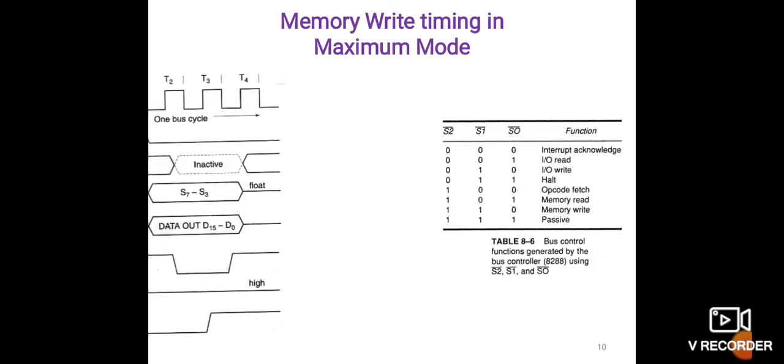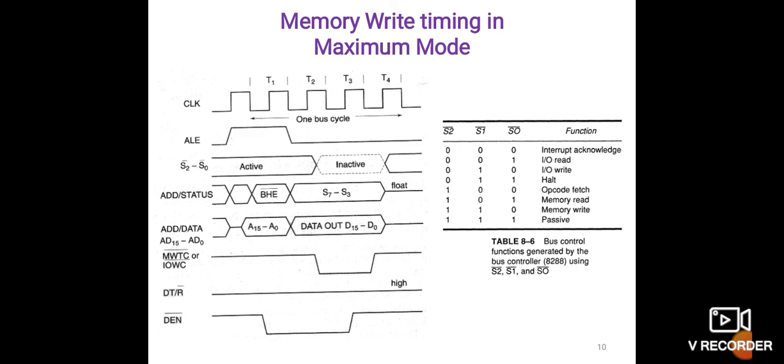And coming to the memory write timing in the maximum mode, again this will also play an important role. Instead of the write, we have a memory write or IO write, and the remaining things play almost the same role, and once again the status lines S2 and S0 will come into the picture, which remain active for the first two T states and go inactive at the end of the second and the third T state. Data transmit and receive will remain high or low depending upon the write and the read operation respectively.